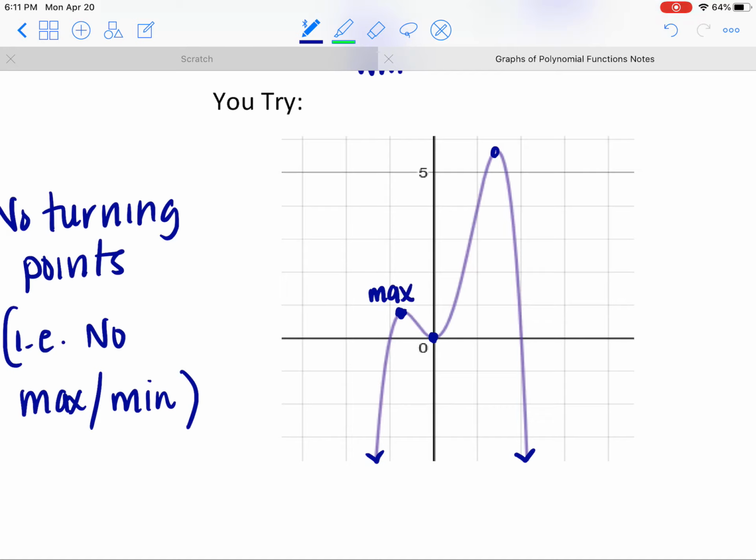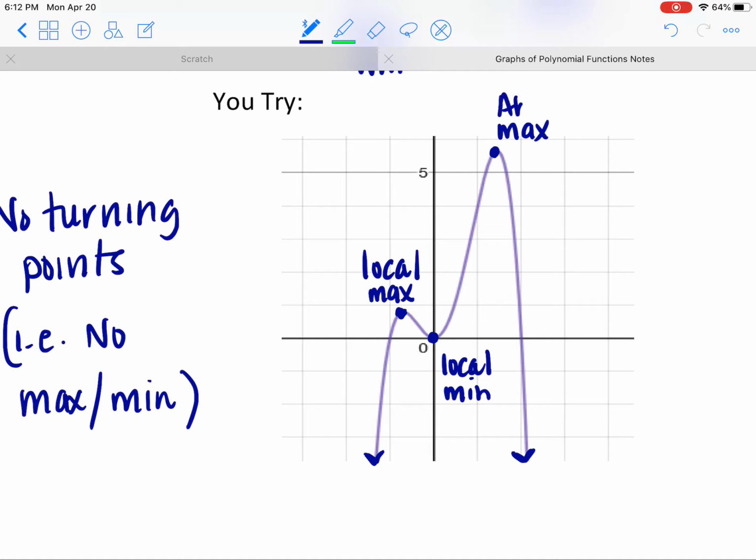Now let's go about classifying here. This is at the top of a hill, so this point is a maximum. Now, is it the highest point on the graph? Nope, there's a higher point, so this is going to be called a local maximum. This next one is at the bottom of a hill, so I know it is a minimum. Not the lowest point on the graph. This graph goes down forever. It is not going to have an absolute minimum, so it's going to be called a local minimum.